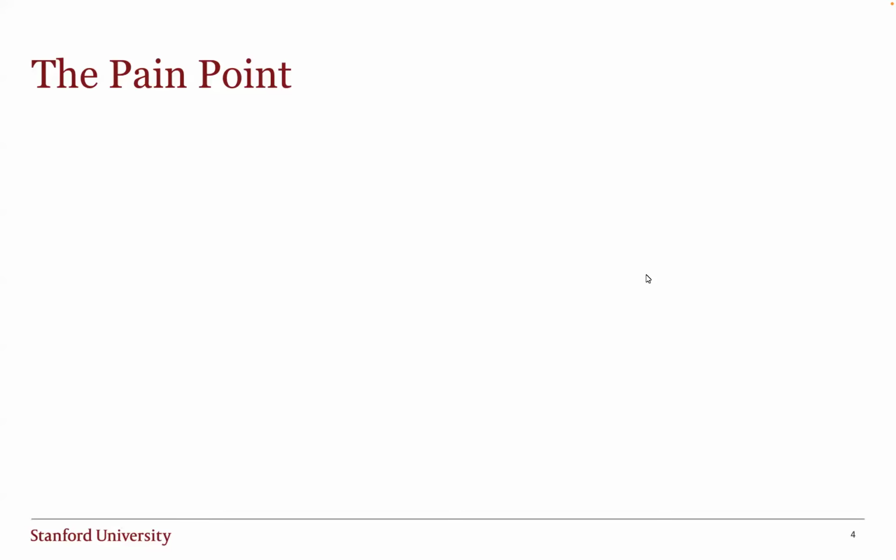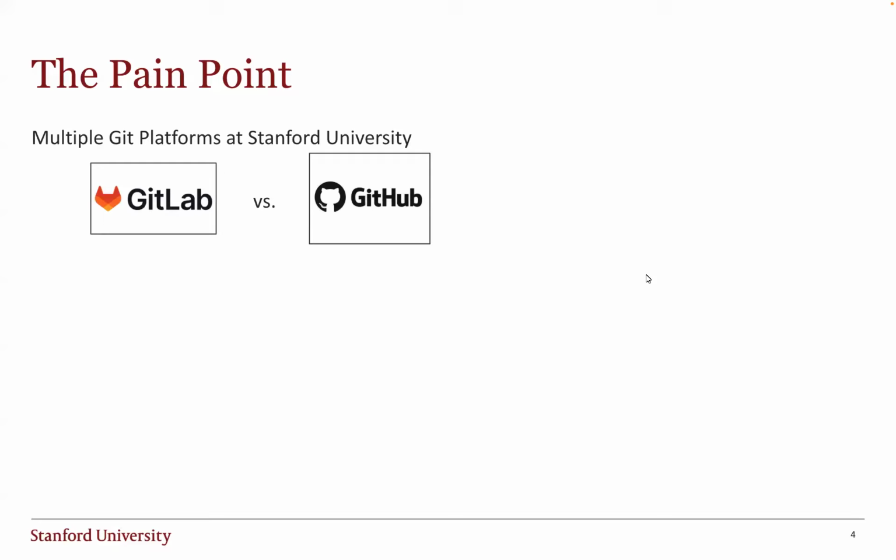So the pain point. At Stanford, traditionally, we were using self-hosted GitLab for a long time. And then only very recently, we got an enterprise license with GitHub. And now, as Stanford developers and students and professors and researchers, we have two options as Git providers: GitLab, Stanford-hosted GitLab, versus cloud GitHub.